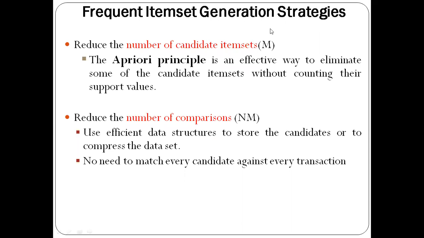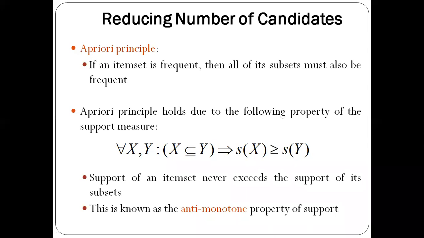That is, reduce the number of candidate item sets using the apriori principle, and second, reduce the number of comparisons. Okay, so now coming to the first one, that is reducing the number of candidate item sets. For that, we have one principle called the apriori principle. The apriori principle is used in order to reduce the number of candidate item sets.